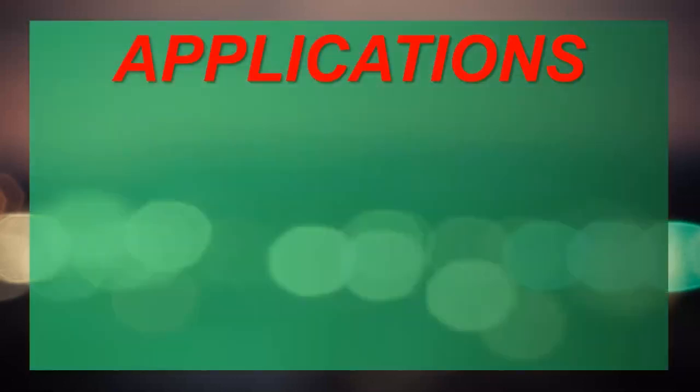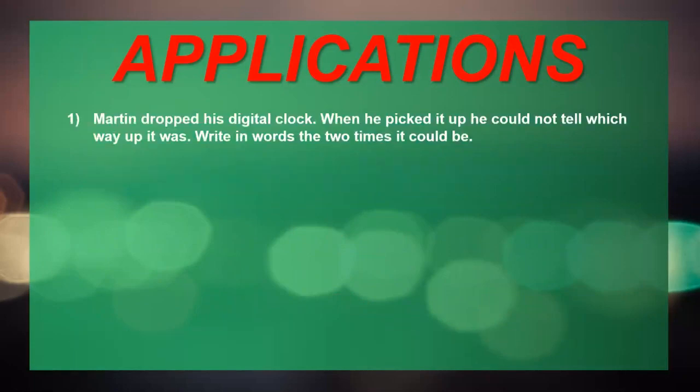Here comes your very first question. Martin dropped his digital clock. When he picked it up, he could not tell which way up it was. Write in words the two times it could be. Somehow his digital clock was dropped, and when he picked it up he could not tell which way up it was. It may be upside down, or not in the normal position.